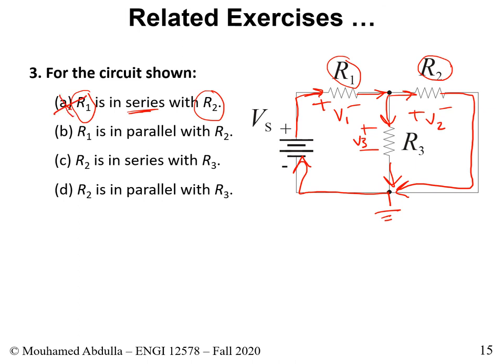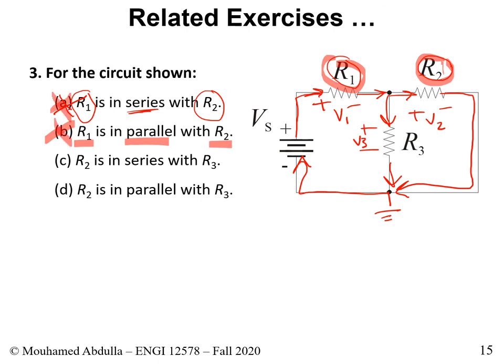Number B. So B, we have the following statement. R1 is in parallel with R2. So this is R1, and this is R2, and we're saying they are in parallel. If they are in parallel, then both ends of the component should have, so there should be 2 nodes. Here, you don't have 2 nodes that are common between R1 and R2. There's R3 in between them. So again, B is also not true. A is not true, B is not true.